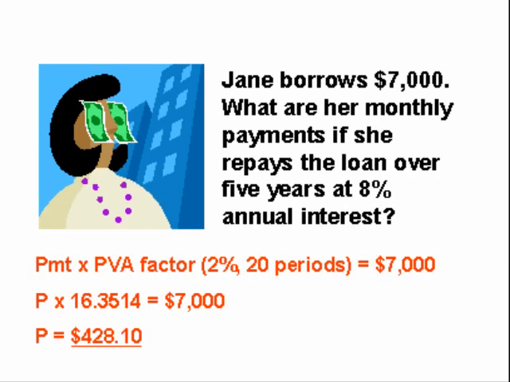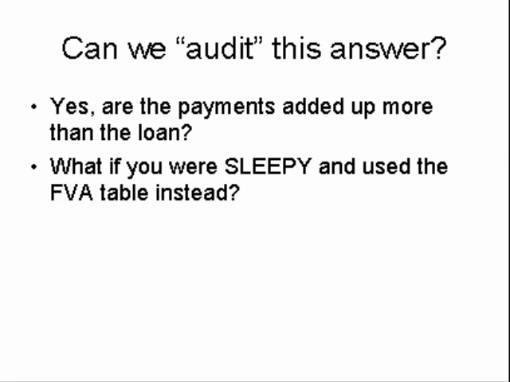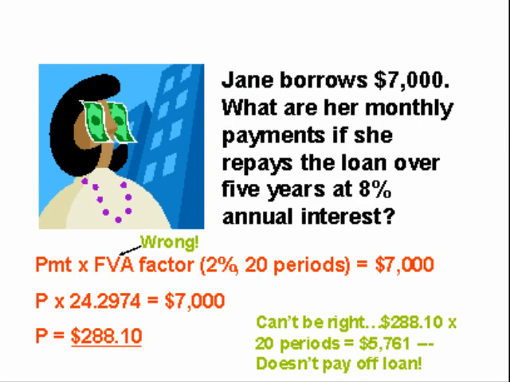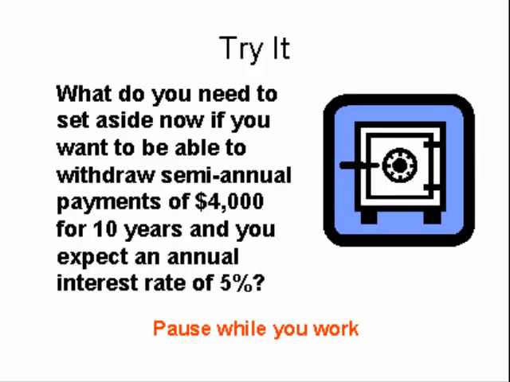All right, how'd you do? Can we audit the answer? Yes. If the payments add up to be more than the loan, you should feel fairly comfortable. What if you accidentally used a wrong table? Let's use a wrong table and see what happens. We're going to put the wrong factor in there. We're going to use the future value of annuity factor. And we get a payment, but the payment doesn't add up to even pay off the loan without interest. We know that's not right.